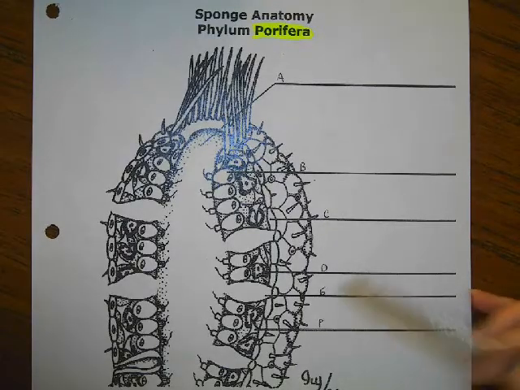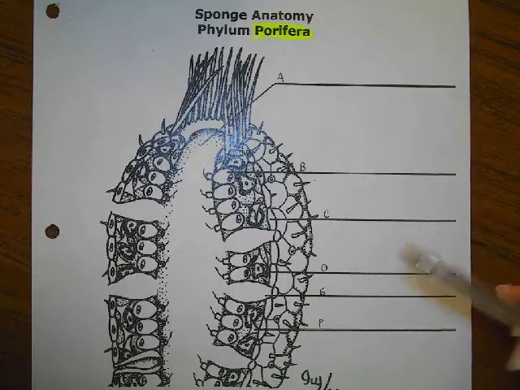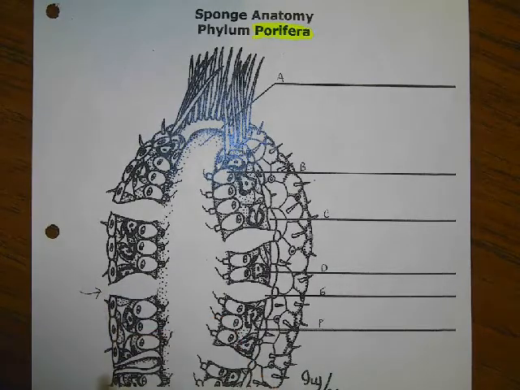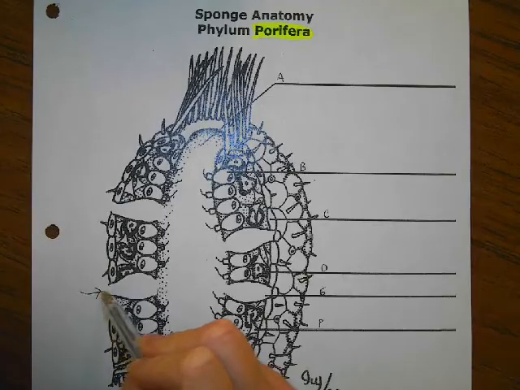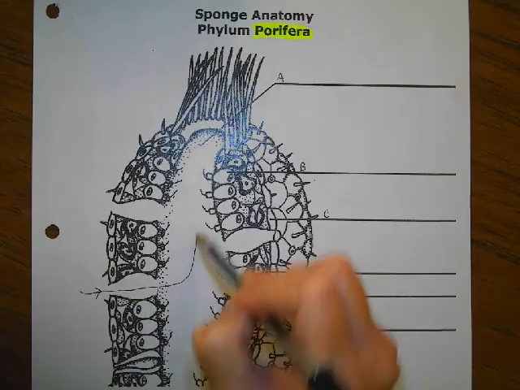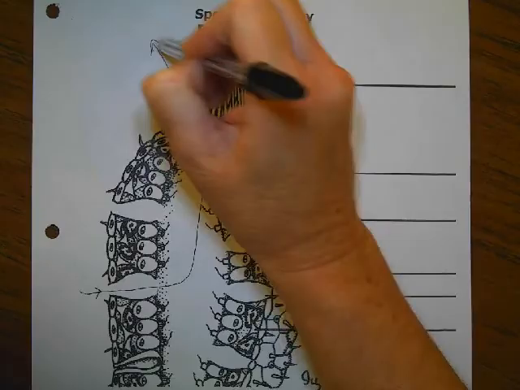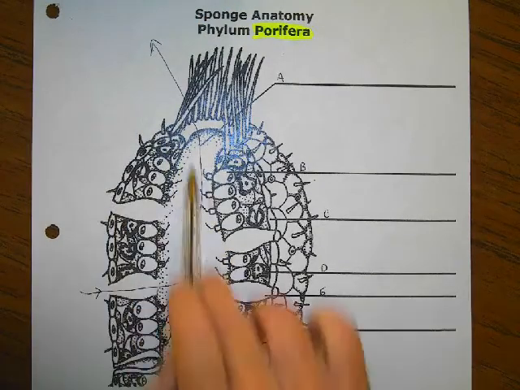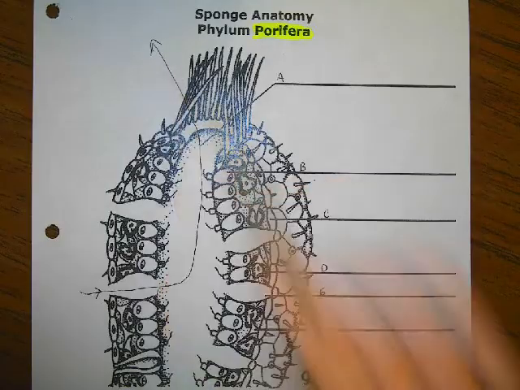So I want to start with the holes that are inside. So if we're going to draw the direction that the water is going to flow into the sponge, and from the video that maybe you just watched, it goes in holes on the side called ostia, and it goes into the body cavity and then out the top of the osculum. And that's going to be the water circulation. So it's going to come in these holes and kind of merge together and go out the top.